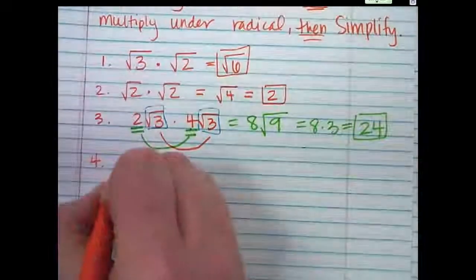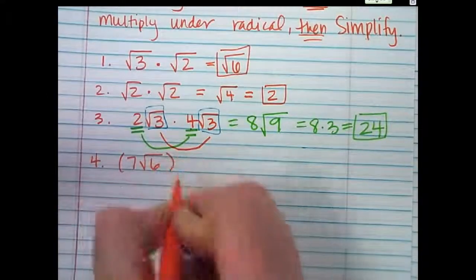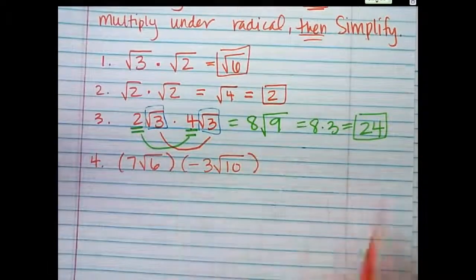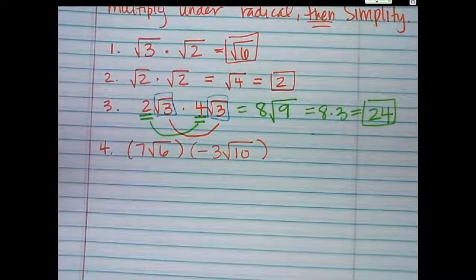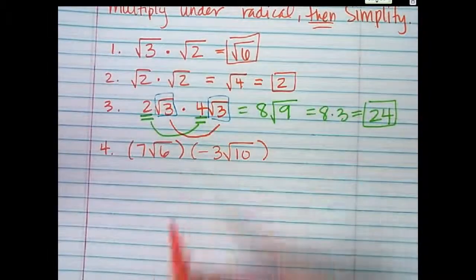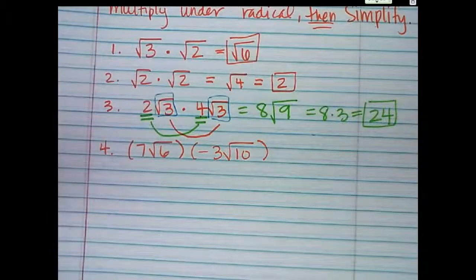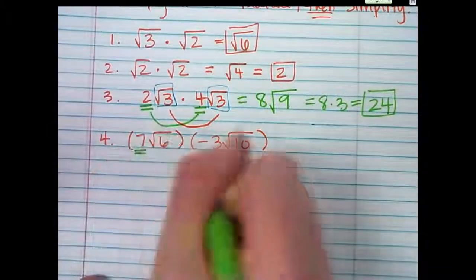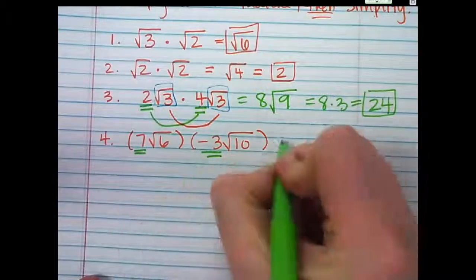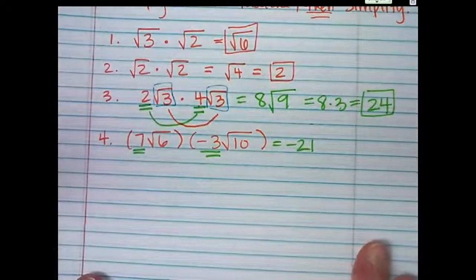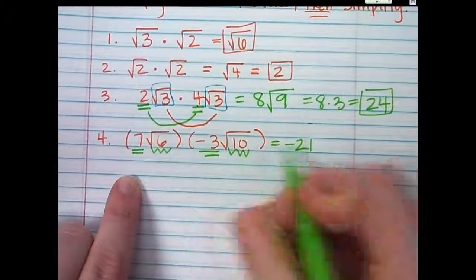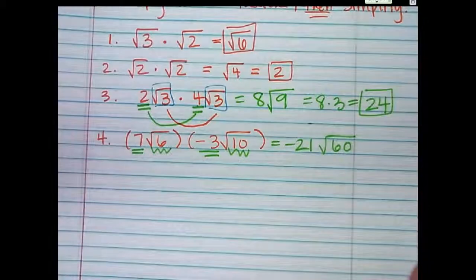Okay, number 4. 7 square root of 6 times negative 3 square root of 10. So same thing as number 3, just this one has a multiplication symbol, this one has parentheses. Okay, so multiply the numbers in front. So negative 21. So I multiply the coefficients, and then I multiply it under the radicals. 60. And then simplify.